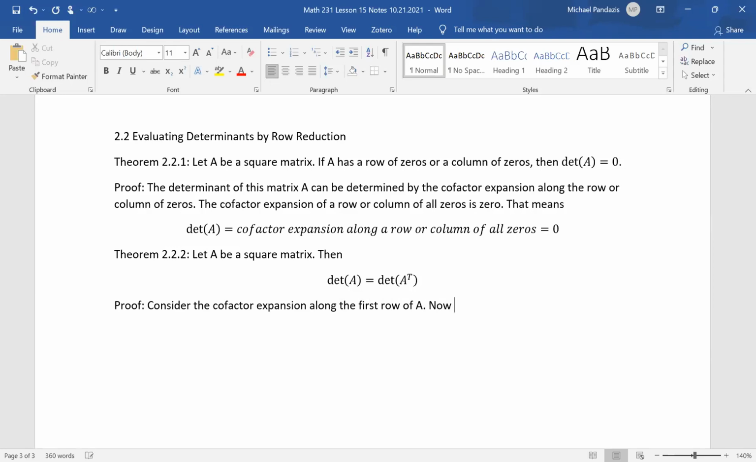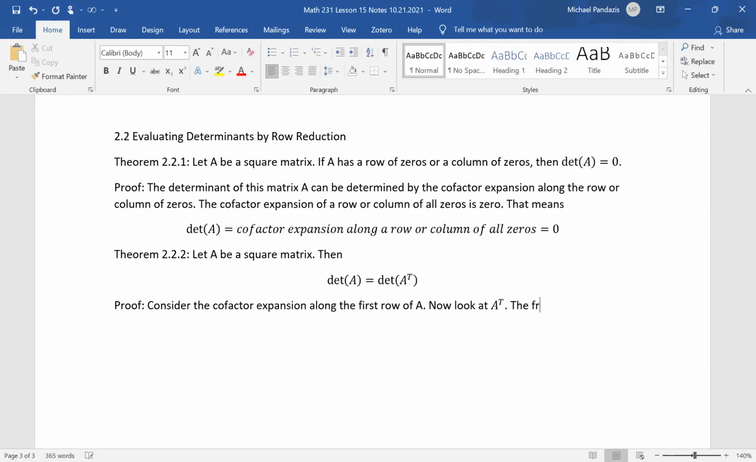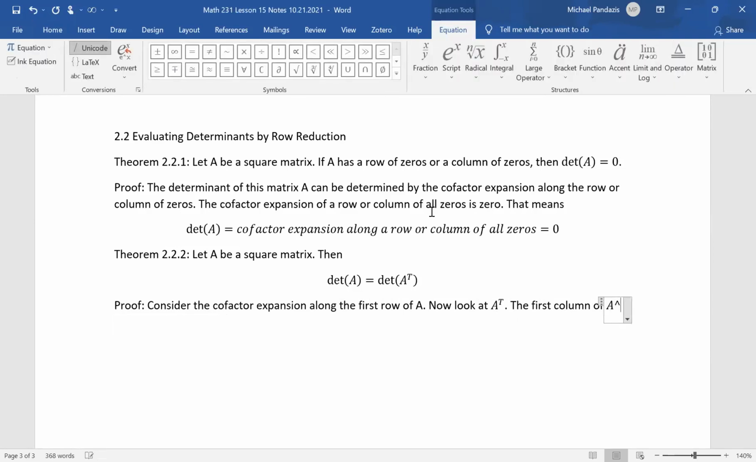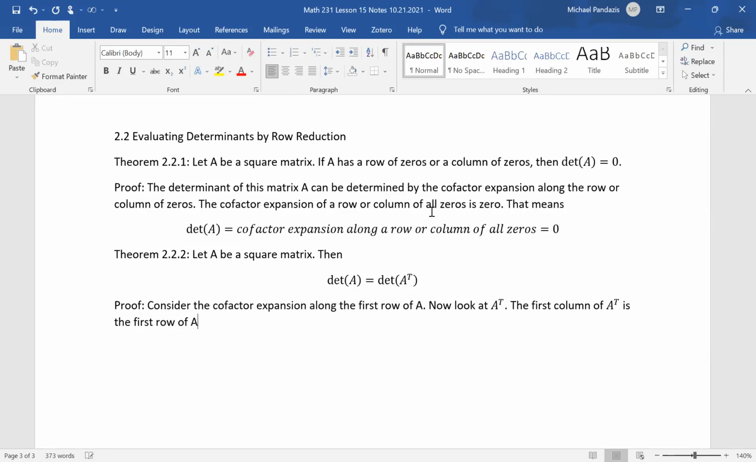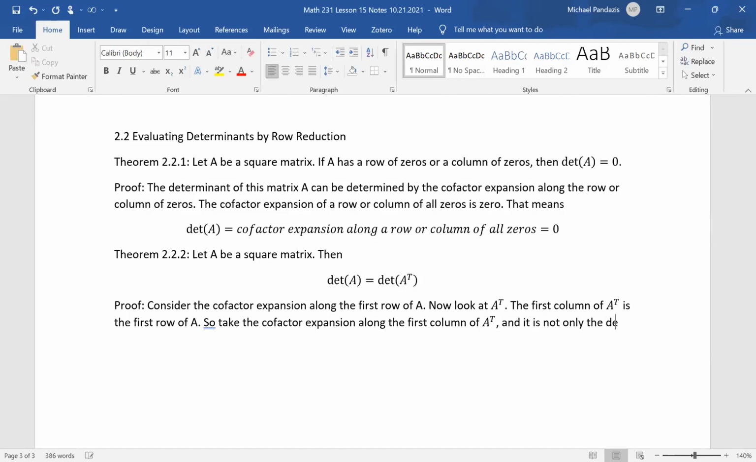Now look at A transpose. The first column of A transpose is the first row of A. So take the cofactor expansion along the first column of A transpose, and it is not only the determinant of A transpose, it is also the determinant of A. So you can think of the determinant of A as being the cofactor expansion along the first row of A. The first column of A transpose is the same as the first row of A.